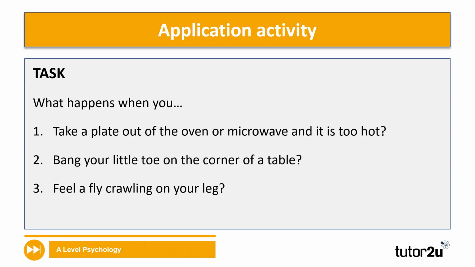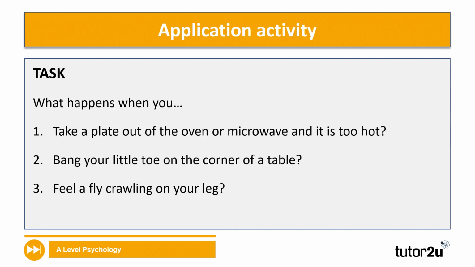What happens when you take a plate out of the oven or microwave and it's too hot? Well, you may find that you jolt or flinch or drop the plate, or maybe you leave it and you take a step back. Either way, our sensory information is being picked up by the receptors in our skin, and it's our effectors that are causing a muscular response. And it's the same thing in our other scenarios.